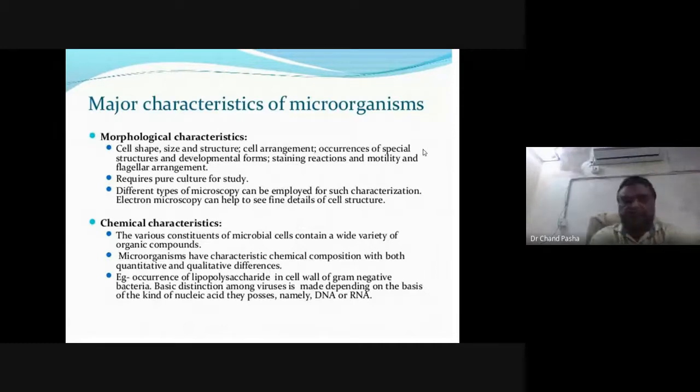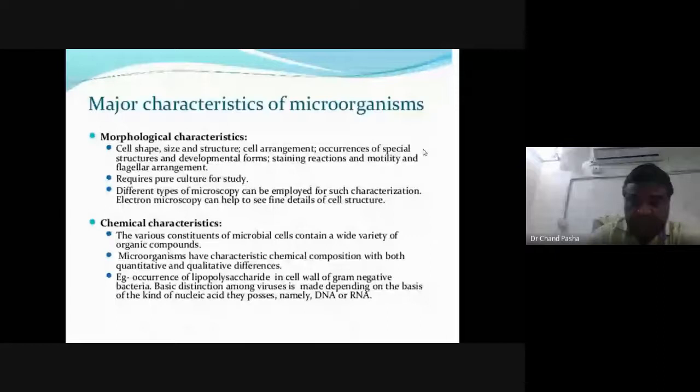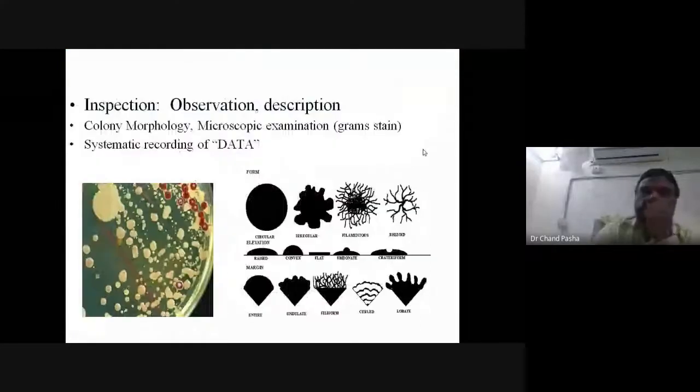Chemical composition, like what the cell wall is made of. Now it is the fatty acid methyl esters. The fatty acids of cell constituents are considered to be the highest level of characterization. So this is external morphology. This is colony morphology.